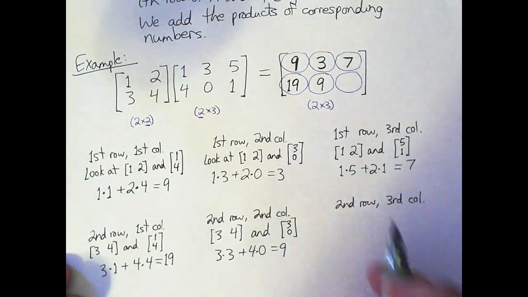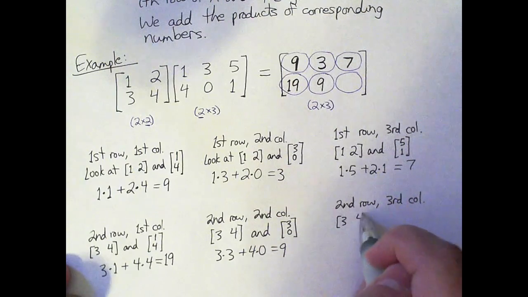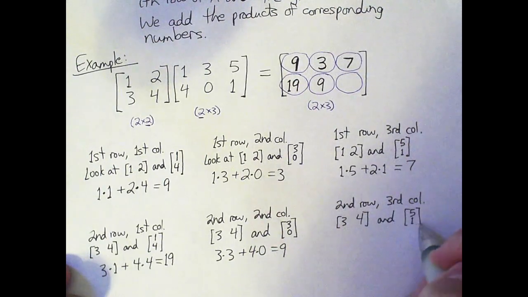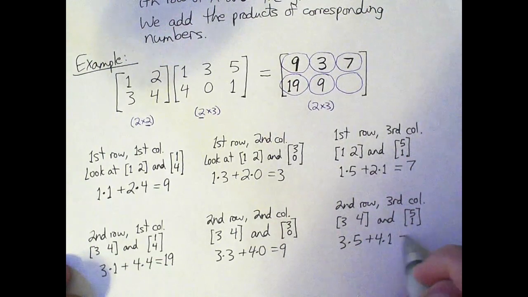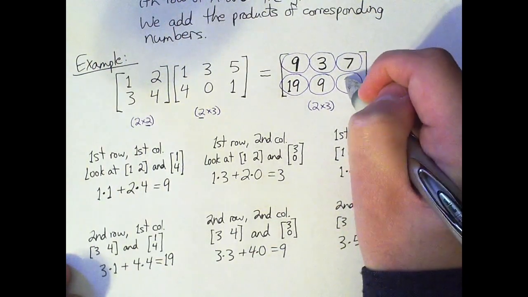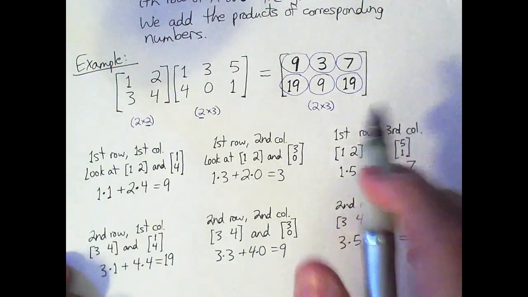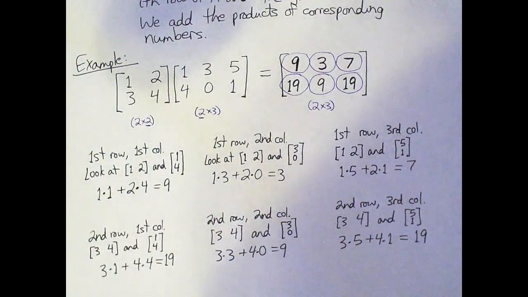And for the last one, you should have used the second row of A, which is 3, 4, and the third column of B, which is 5, 1, and you do 3 times 5 plus 4 times 1, and you get 19. So we put a 19 up here. And that's the product. We just did a matrix times a matrix, and the result is another matrix.